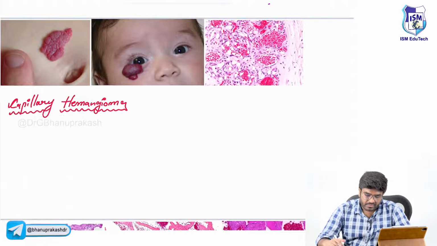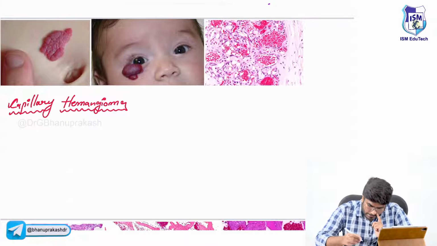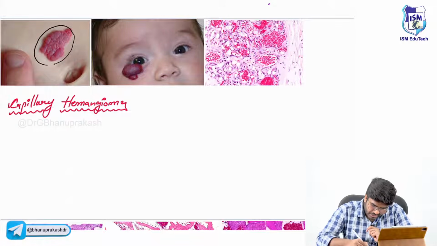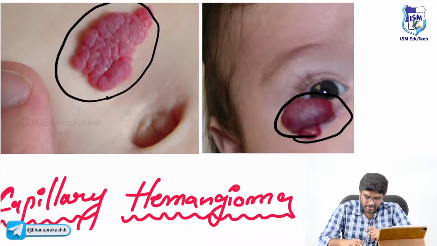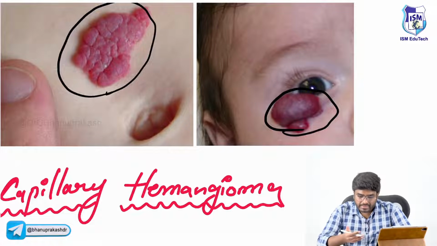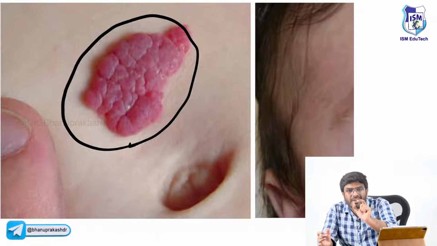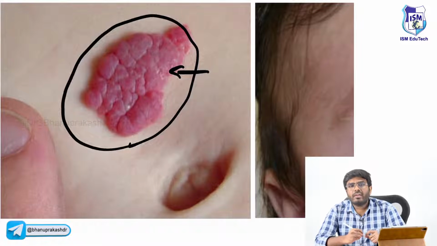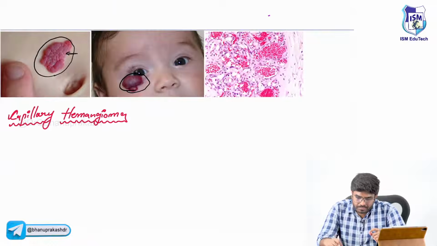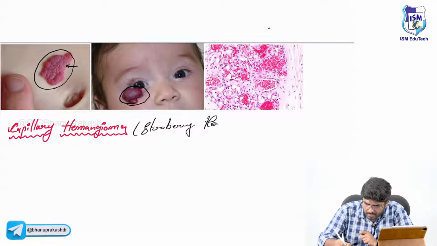Now the first type which we are going to discuss is capillary hemangiomas. In an image based question they will give you a child with this. I have seen many children, even in my family, with capillary hemangiomas. This tumor is actually made up of blood vessels. A type of capillary hemangioma is called strawberry hemangioma.